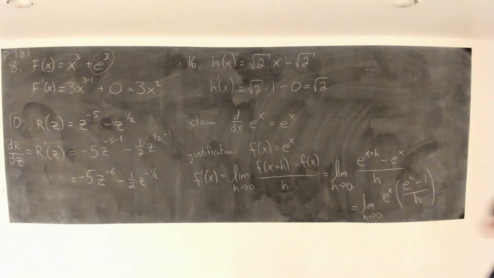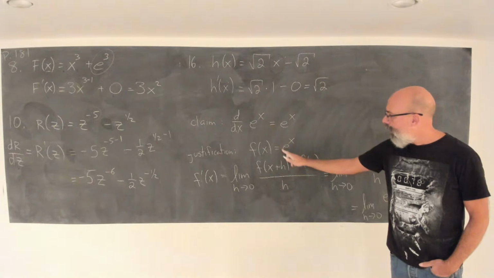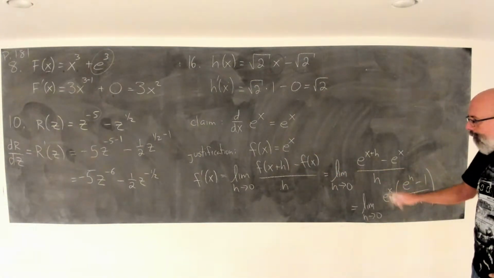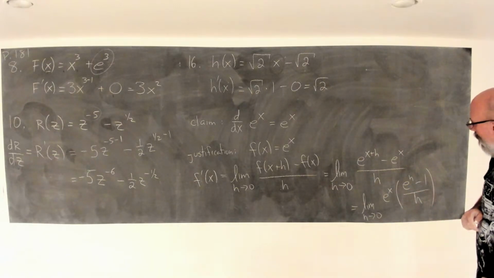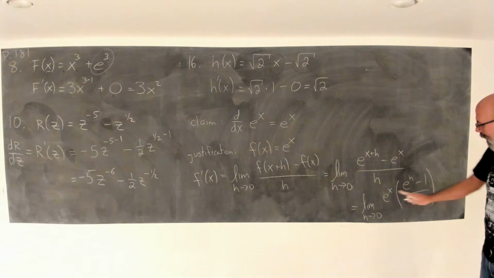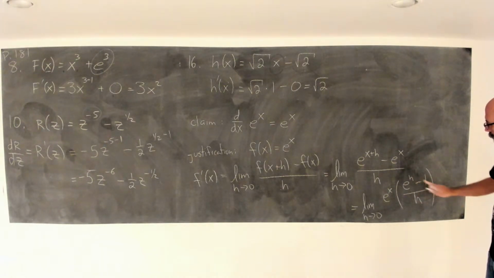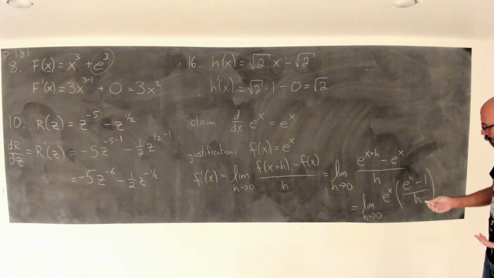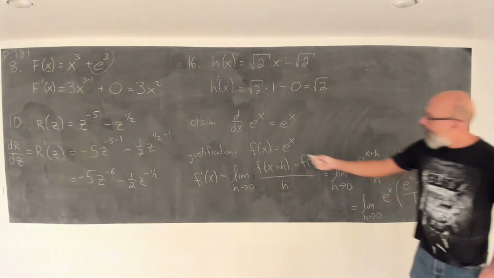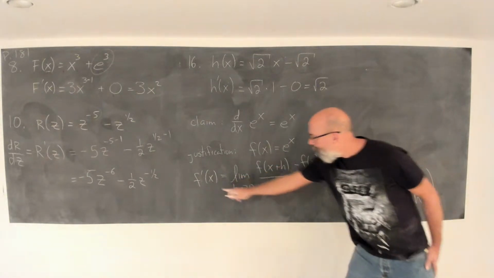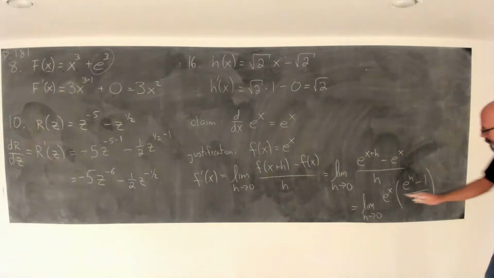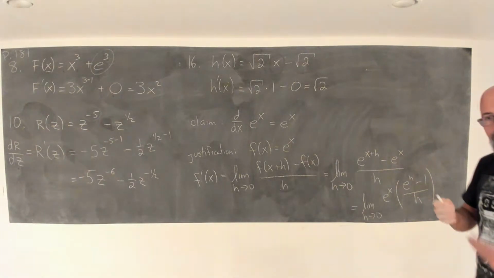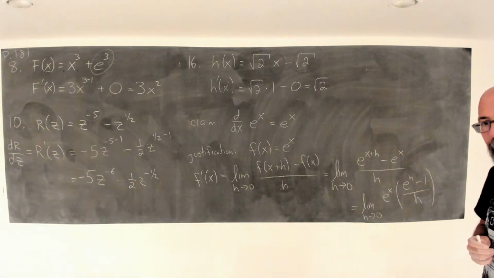And in fact, if you replace e with any base a, the same idea can be done here. You'd have a to the x times this, a to the h minus 1 over h. So, conclusion, the derivative of e to the x is going to be e to the x times whatever this limit is. So e to the x times some number.